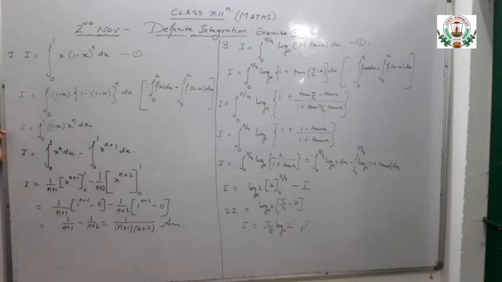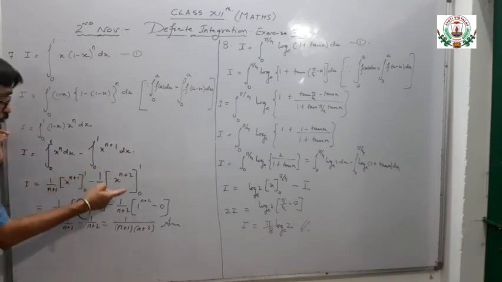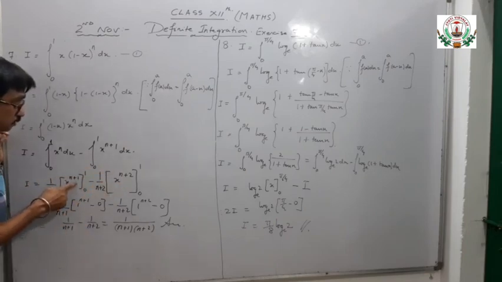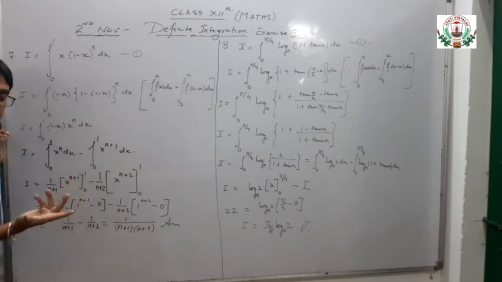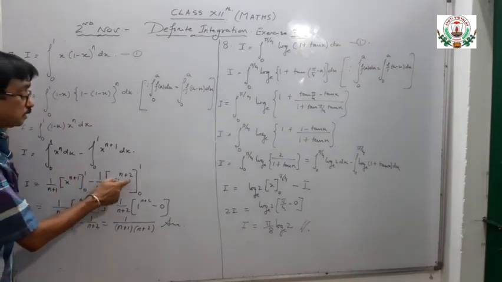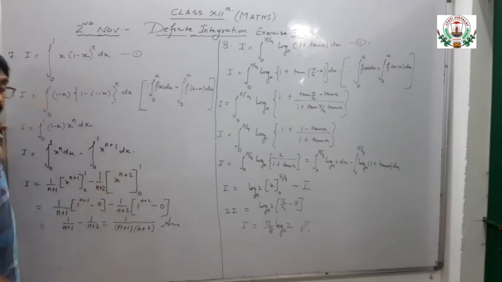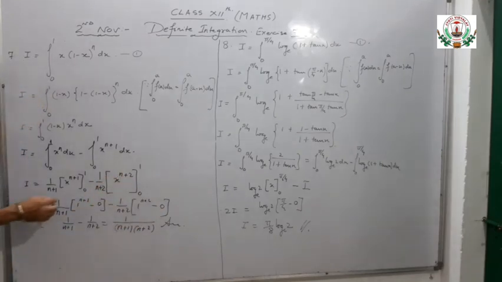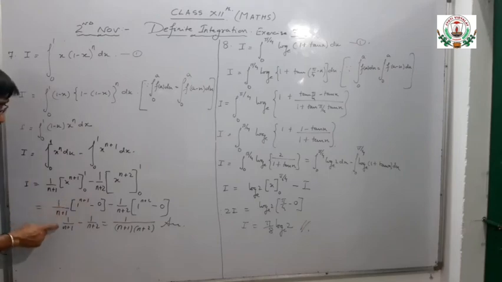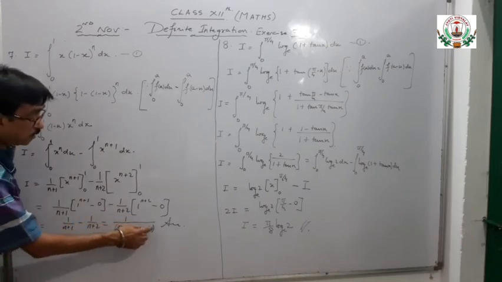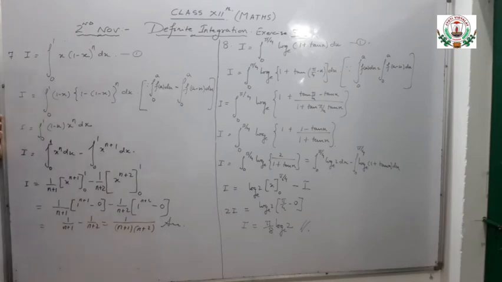And now we will substitute the limits, upper limit minus lower limit. 1 to the power n plus 1 minus 0 to the power n plus 1 will be 0. 1 to the power n plus 2 minus 0 to the power n plus 2 will be 0. So 1 to the power n plus 1 will be taken as 1 only, so it will become 1 upon n plus 1. Here also it will become minus 1 upon n plus 2. After LCM simplification, we will get our answer 1 upon n plus 1 into n plus 2.